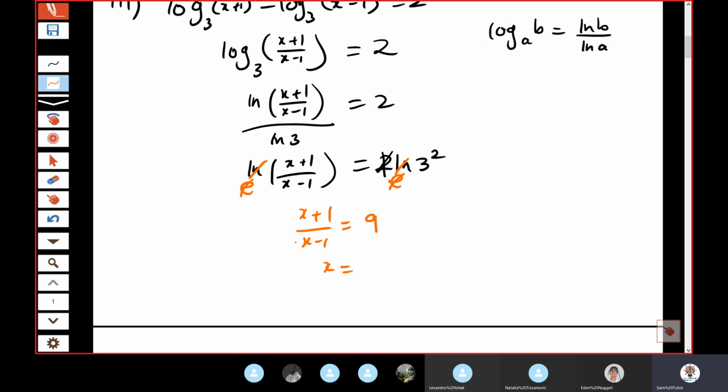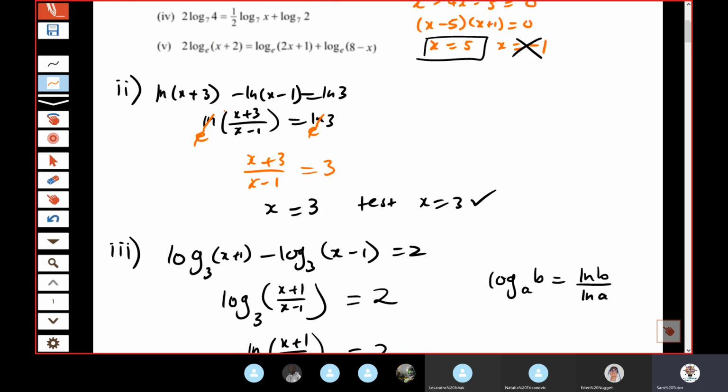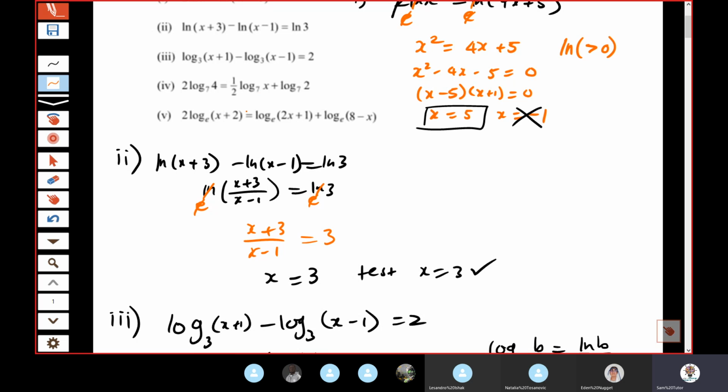5 on 4. We're happy with that? Anyone got something different? I can see a 10 on 8, which becomes 5 on 4. So I'm pretty happy with that as well. Cool. All right. Let's try another one.